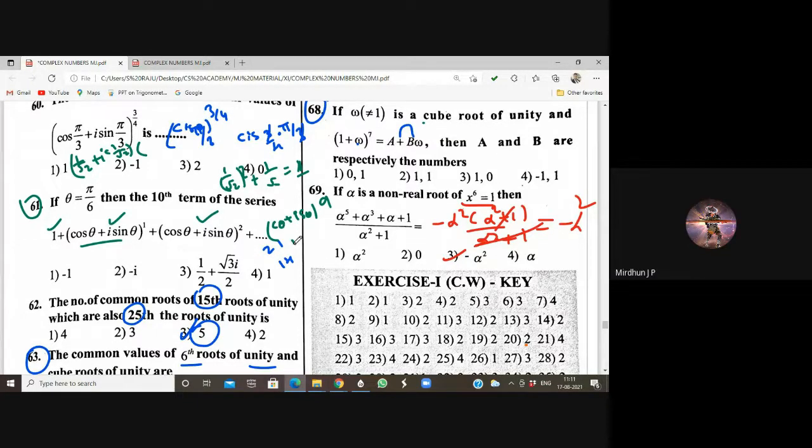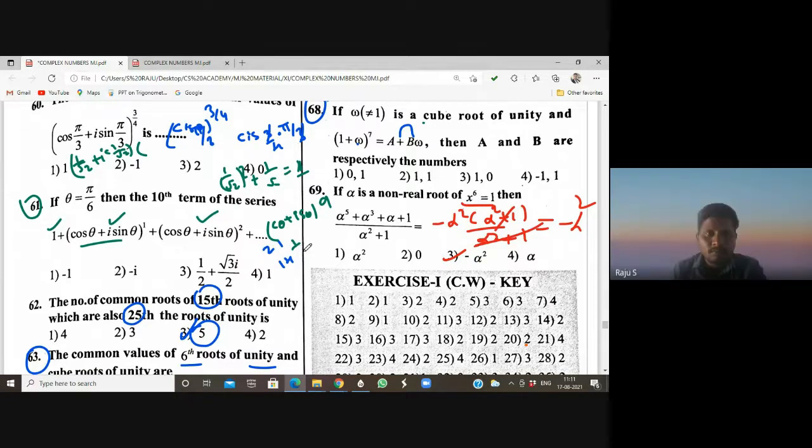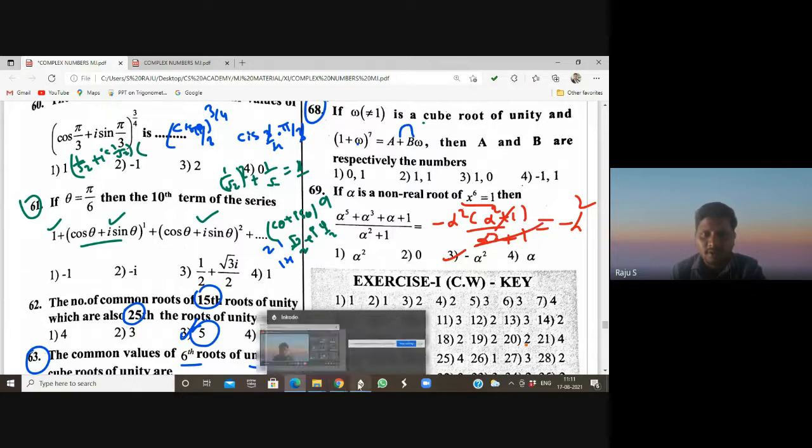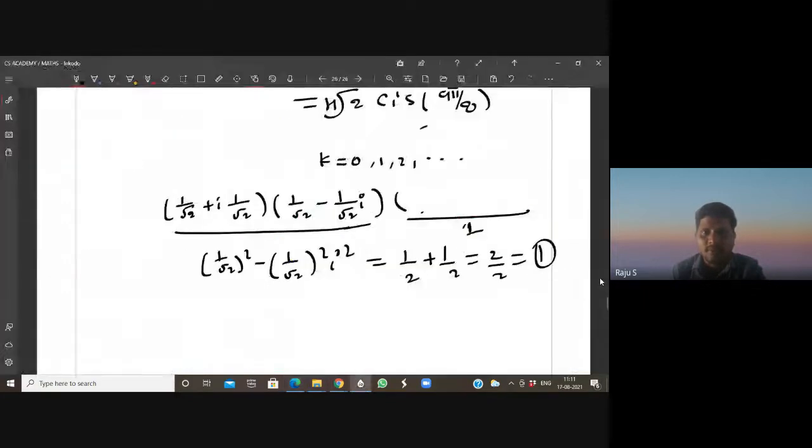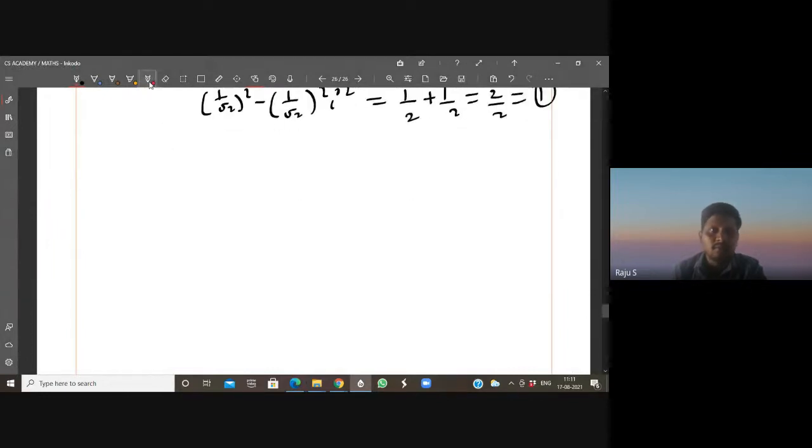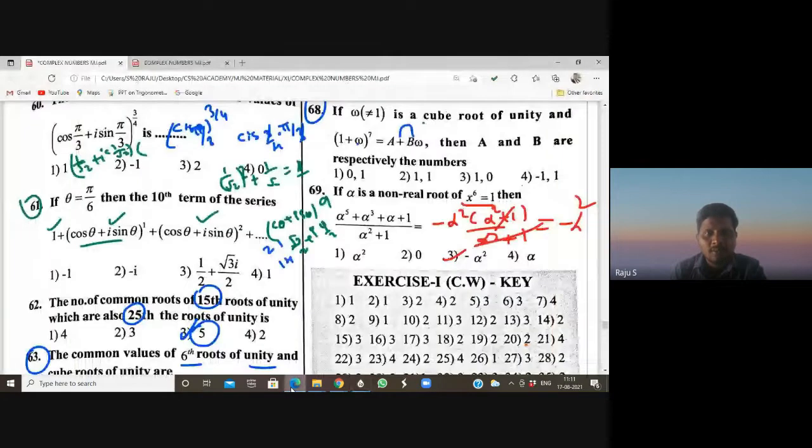So root 3 by 2 to the power of 9, plus iota times 1 by 2. Yeah, the 10th term alone they ask me. All to the power of 9 is there. I'll explain this to you. It's simple, not at all difficult. The 10th term they asked. Am I right?